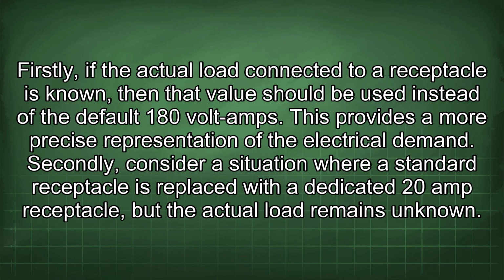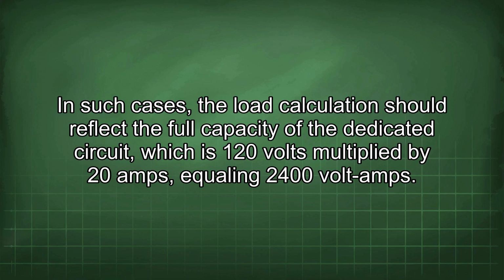Firstly, if the actual load connected to a receptacle is known, then that value should be used instead of the default 180 volt-amps. This provides a more precise representation of the electrical demand. Secondly, consider a situation where a standard receptacle is replaced with a dedicated 20-amp receptacle, but the actual load remains unknown. In such cases, the load calculation should reflect the full capacity of the dedicated circuit, which is 120 volts multiplied by 20 amps, equaling 2400 volt-amps.